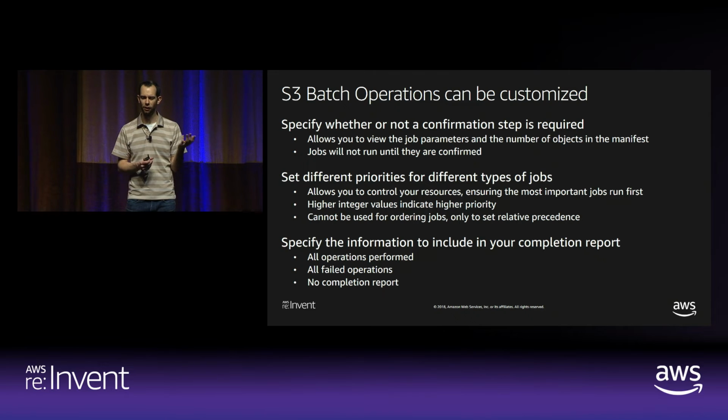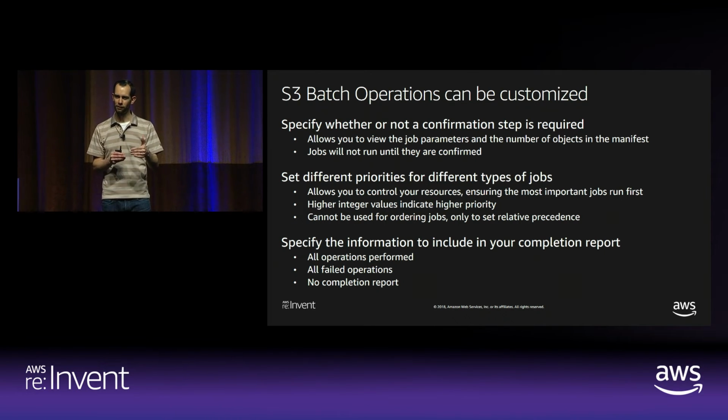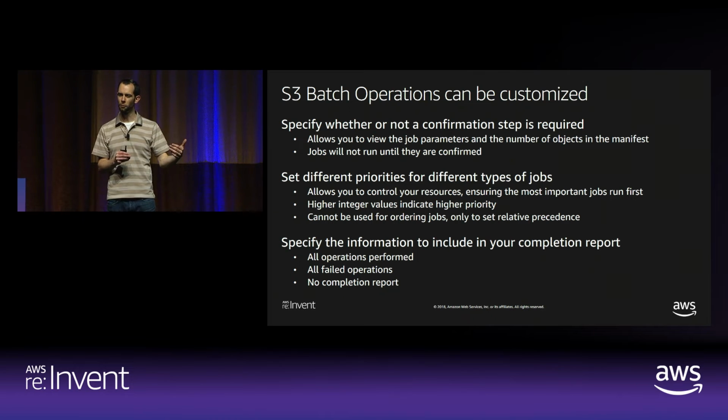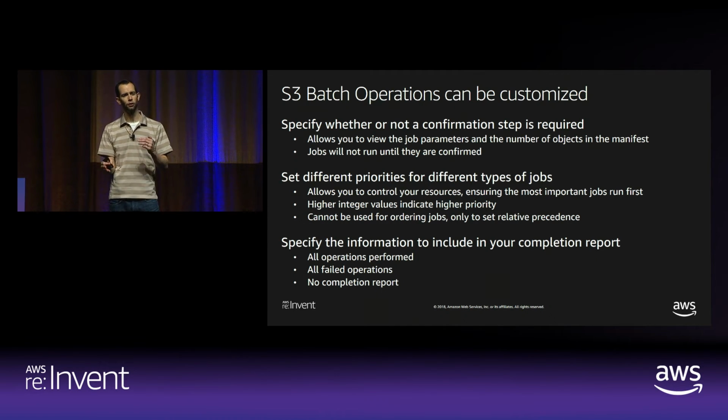It can be customized. So the first step here is something we haven't mentioned yet, but you might have seen in the UI was a confirm and run step. So for jobs that you want to make sure the manifest you specified was the right manifest, or you just want to go back later on and make sure this job is absolutely correct before you kick it off, what we're going to do is when you initially create that job, we're going to read through the manifest and then put the job in what we call a suspended awaiting confirmation step. So the job is going to stay there and not execute until you go in and confirm it. You can confirm it through the console or through the API SDK CLI.